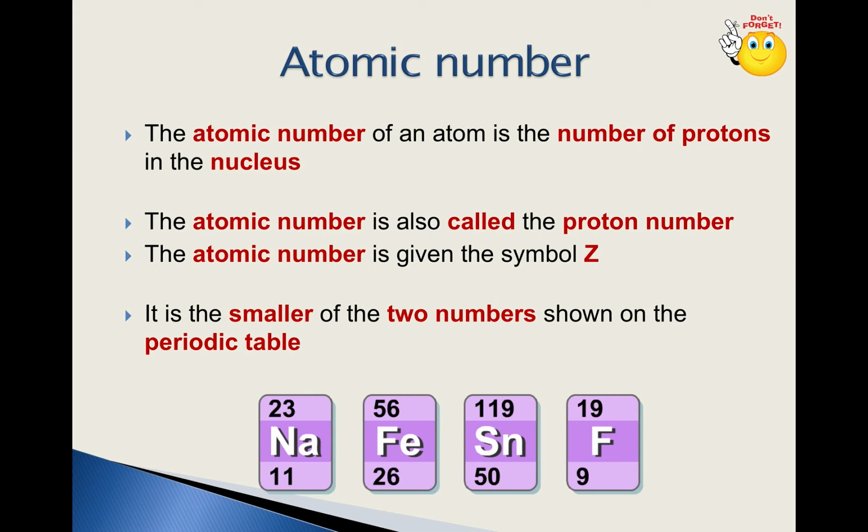We can see four pictures, one of sodium, one of iron, one of tin and one of fluorine. Sodium has 11 protons and therefore has an atomic number of 11. Iron has an atomic number of 26, tin has an atomic number of 50 and fluorine has an atomic number of 9. If the atomic number changes, the element also changes. So be careful when you are writing the atomic number and ensure you copy it accurately from the periodic table. Here is another example. This is carbon and the atomic number is the bottom number, which is 6.